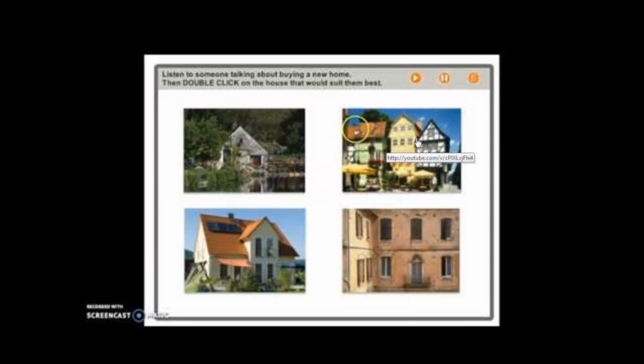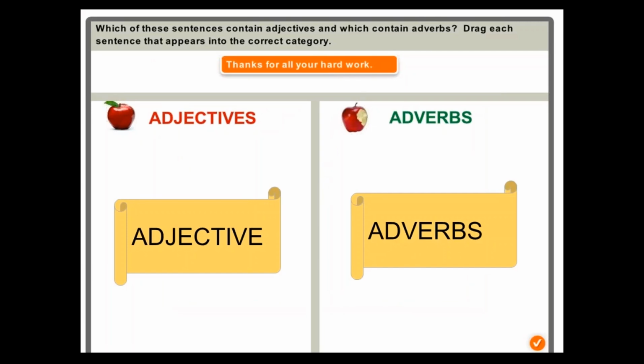So here's something else. Have a look at this. It said which of these sentences contain adjectives and which contain adverbs. Drag each sentence that appears into the correct category. Again, you could do it vocal response. But maybe, this is a grammar point. Maybe you had it in the book, or you've been doing this and you want to test. You really want to see, are the students getting it?